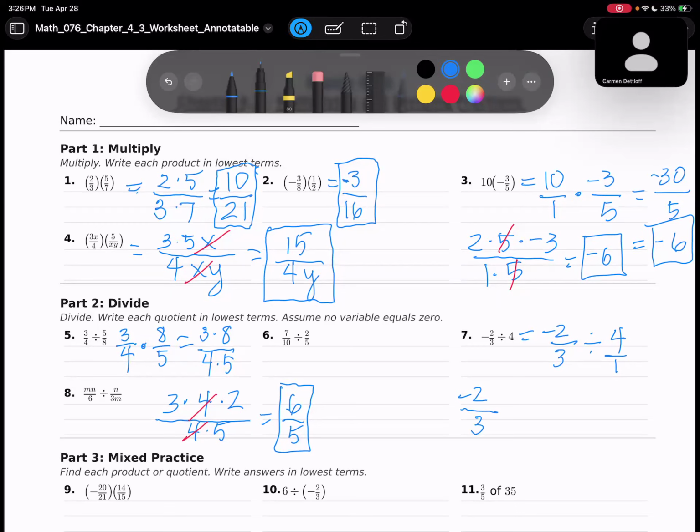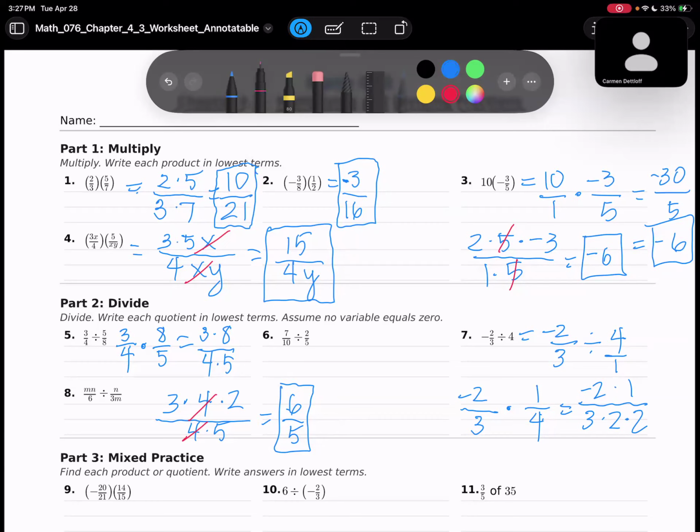Minus 2 thirds times, I'm switching my sign, and then I'm flipping my fraction, 1 over 4. And I see I have a 2 in the numerator and 4 in the denominator, so I'm going to rewrite 4 like this. Negative 2 times 1 over 3 times 2 times 2. Now I want to cancel. I've got a negative 2 and a positive.